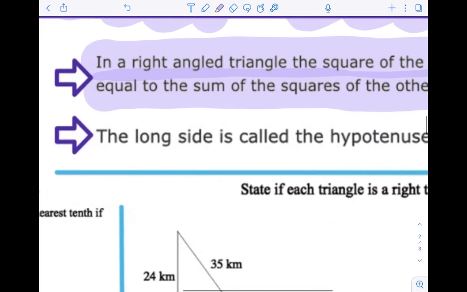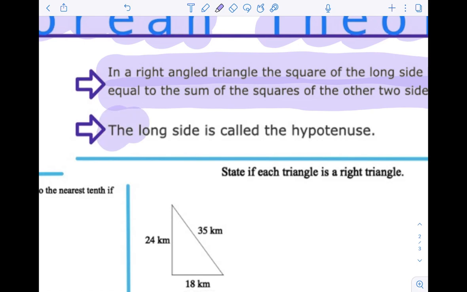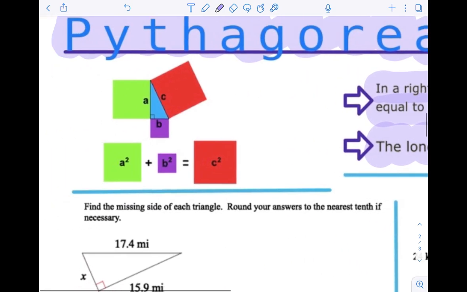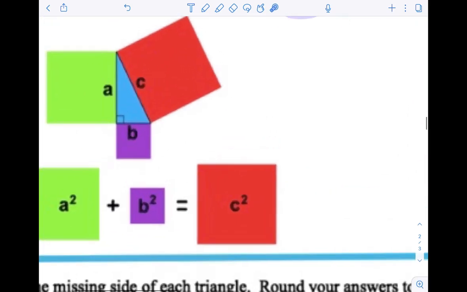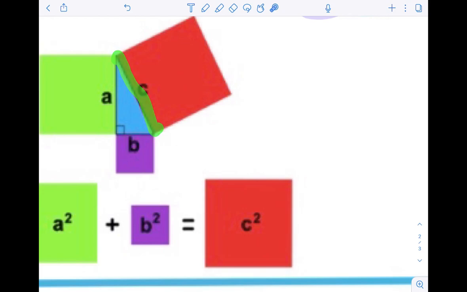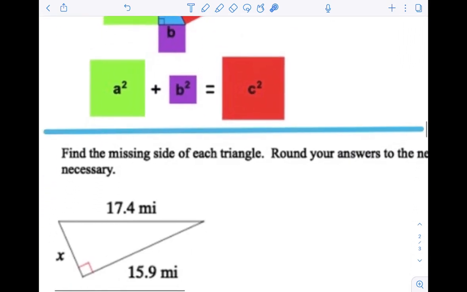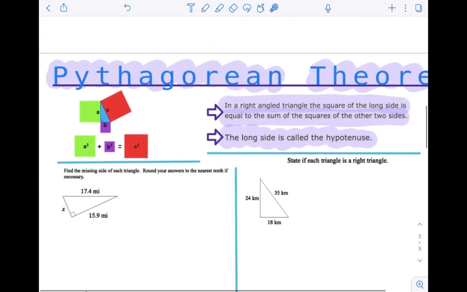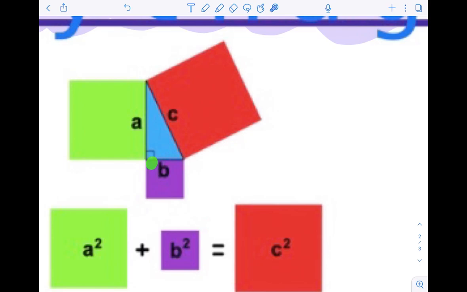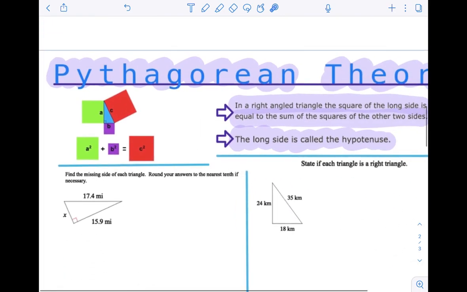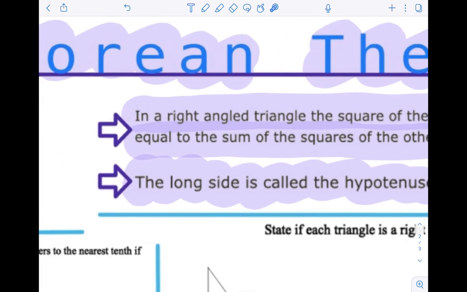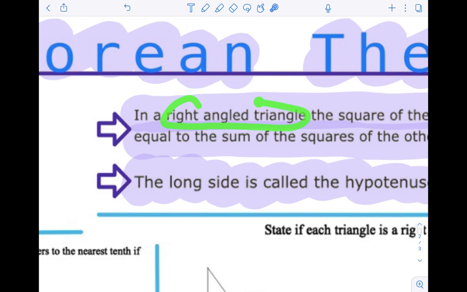One more thing is the long side is called the hypotenuse. Whichever side is the longest in the triangle, which in this case is c, that is what they call the hypotenuse, or h, right? Whenever I refer to the hypotenuse, I refer to c, the longest side of the right triangle. Remember, it's got to be a right triangle with 90 degrees. We know that a right triangle has to have one 90-degree angle. So the Pythagorean theorem applies to a right triangle. That's why it says a right angle triangle.